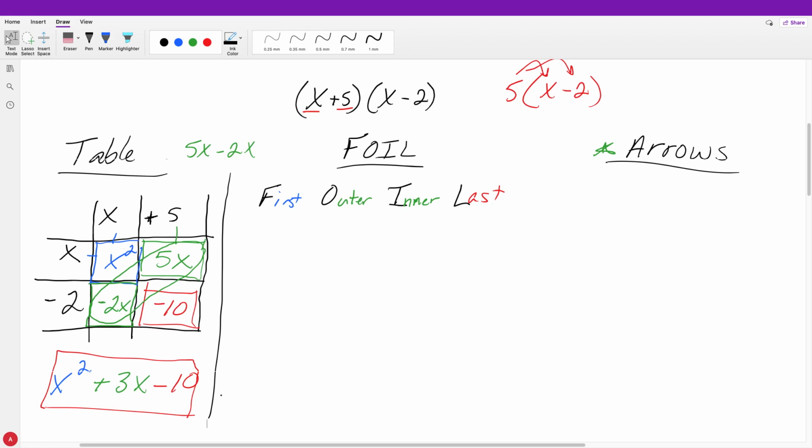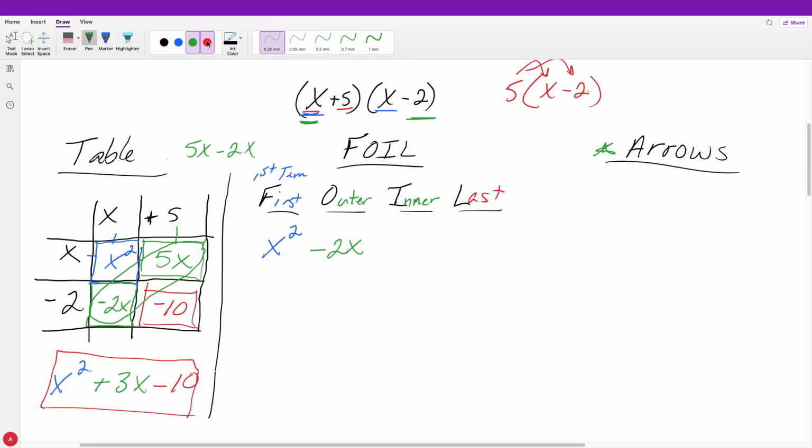But when we say FOIL, what we mean is the F stands for first, the O stands for outer, the I stands for inner, and the L stands for last. So this is telling us what to multiply. When we say the first, we're saying that we're multiplying the first term in each binomial. So that means we're multiplying the x and the x together, which then gives me x squared. When we say the outer, if we're looking at these as a stream of numbers across, we're taking the two outside numbers. So we would then multiply x times -2, which then gives me -2x.